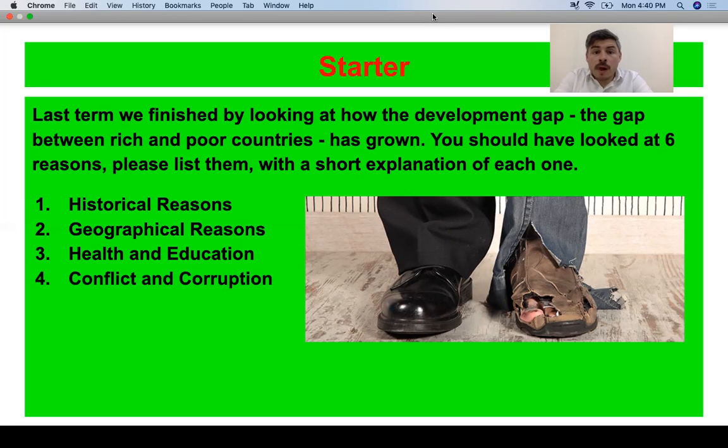Conflict and corruption. If you're in a country where there is a lot of violence, where there is a bad government who is stealing the money of the people, or if there are wars, it's going to be less developed.